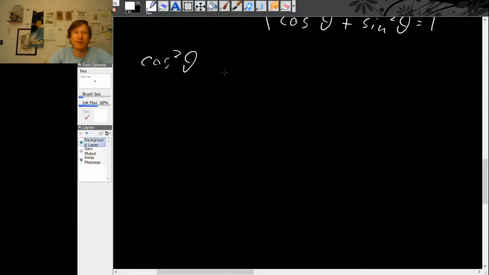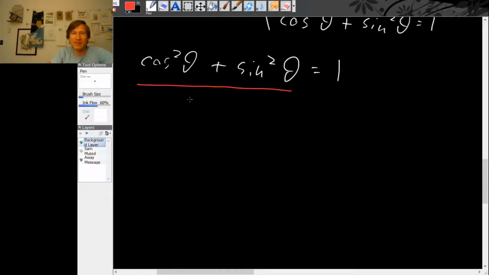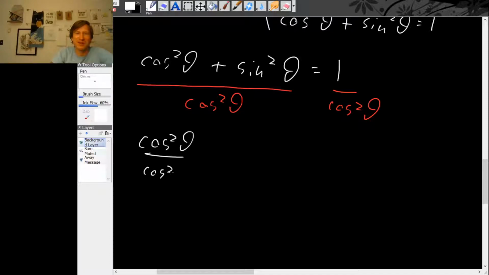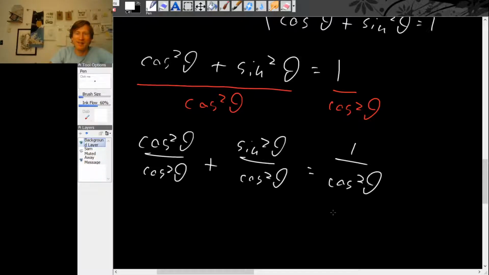All right, so in addition to these reciprocal identities over here, we also have this Pythagorean identity that cosine squared theta plus sine squared theta equals 1. There are actually two other Pythagorean identities that look kind of similar, and you can get them just by playing some cheap tricks with this first one. For example, if we divide both sides by cosine squared theta, on the left-hand side, we get cosine squared theta over cosine squared theta plus sine squared theta over cosine squared theta equals 1 over cosine squared theta.